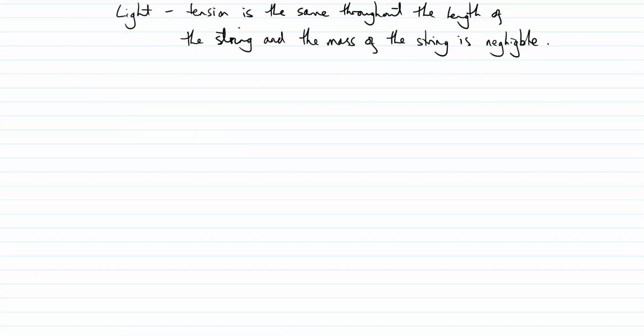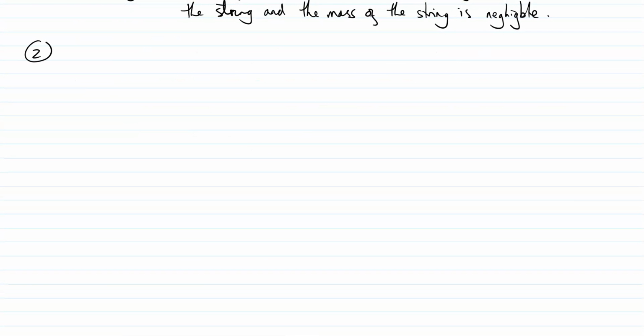Let's have a look at question 2. So 2 says a light scale pan is attached to a vertical light inextensible string. The scale pan carries two masses A and B. A is 400 grams and B is 600 grams. A rests on top of B, as shown in the diagram, and the scale pan is raised vertically using the string with acceleration 0.5 meters per second squared. So let's get this drawn.